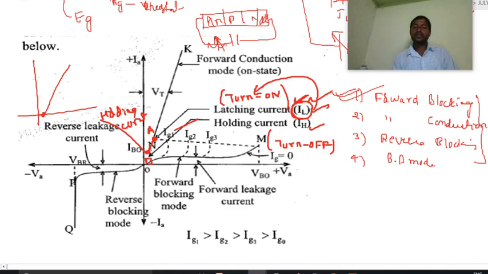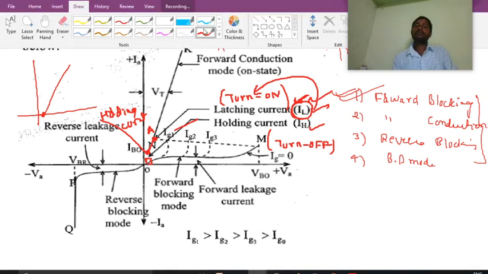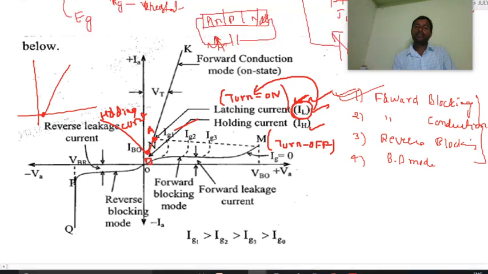And the holding current, you can see, this is the holding current. I will show with a different pen. This is the position of the holding current, below the VBO. So holding current is the minimum value of SCR current below which the SCR fails to stay on.